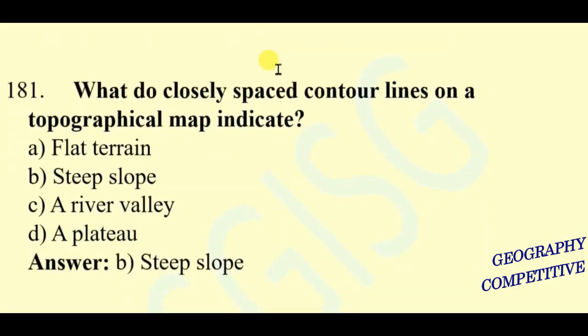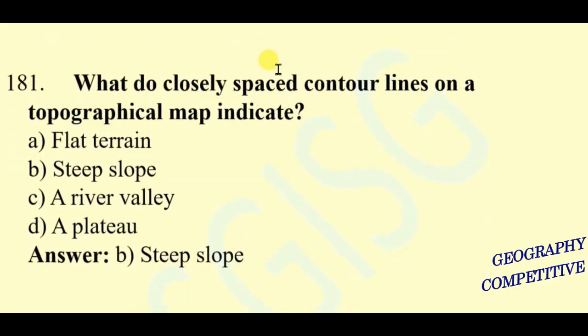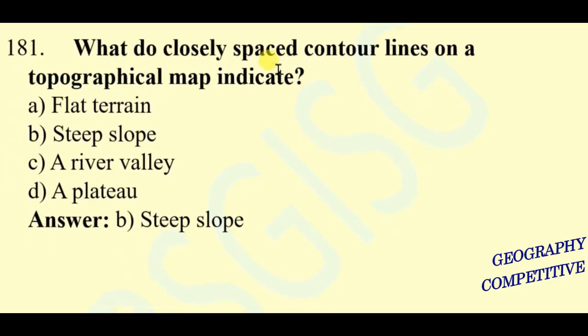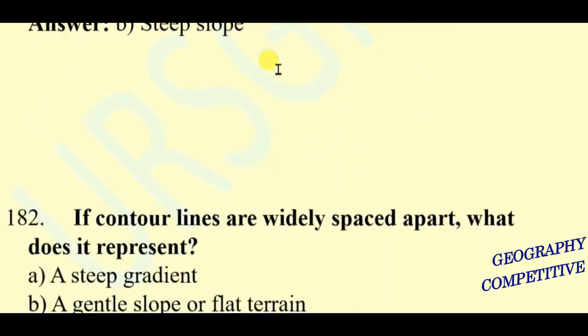Question 181. What do closely spaced contour lines on a topographical map indicate? A flat terrain, steep slope, a river valley, a plateau? Here the right answer will be steep slopes. Where the relative relief is higher, there will be closely spaced contour lines.